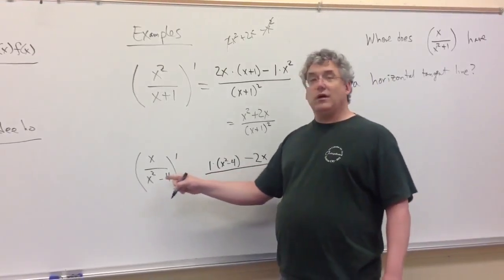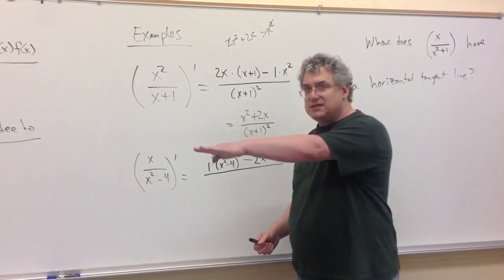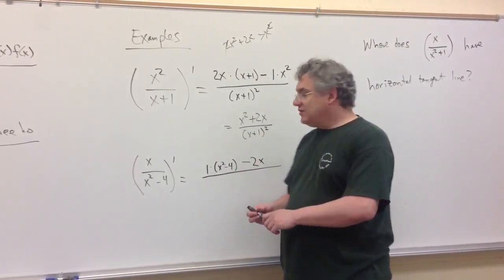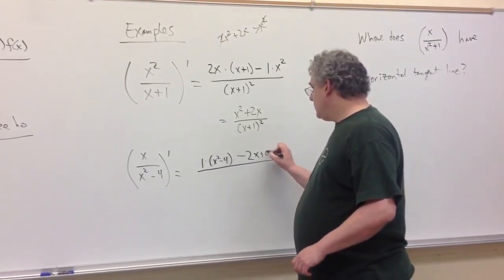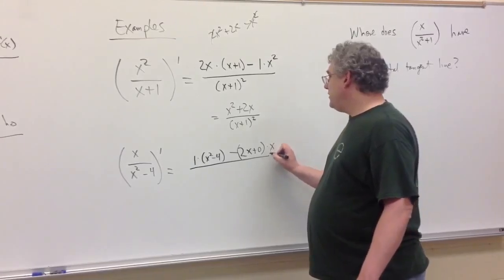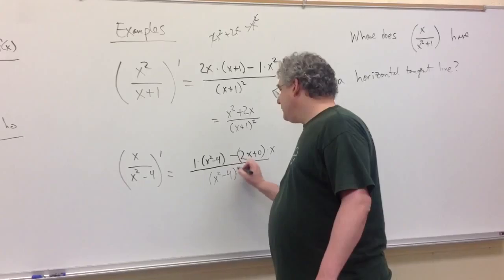What about the minus 4? Minus 4 is a constant. And if you think about it, a constant is just a line that's horizontal at some spot. So its derivative is 0. Times the top over the bottom squared. And it's the bottom, not the derivative of the bottom.